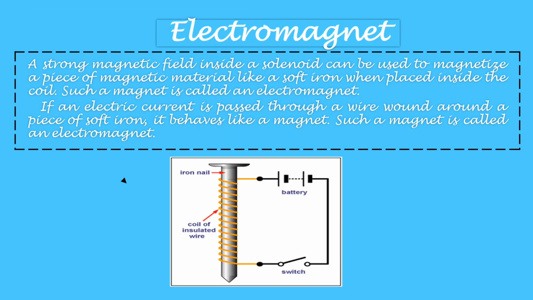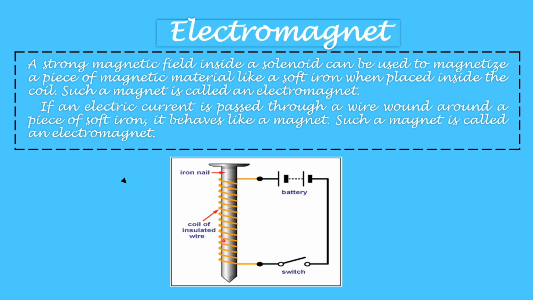So next we are going to see the electromagnet. Electromagnet, let's consider an iron nail. This iron nail is surrounded with a coil of insulated wire. It is connected to a battery and there is a switch.